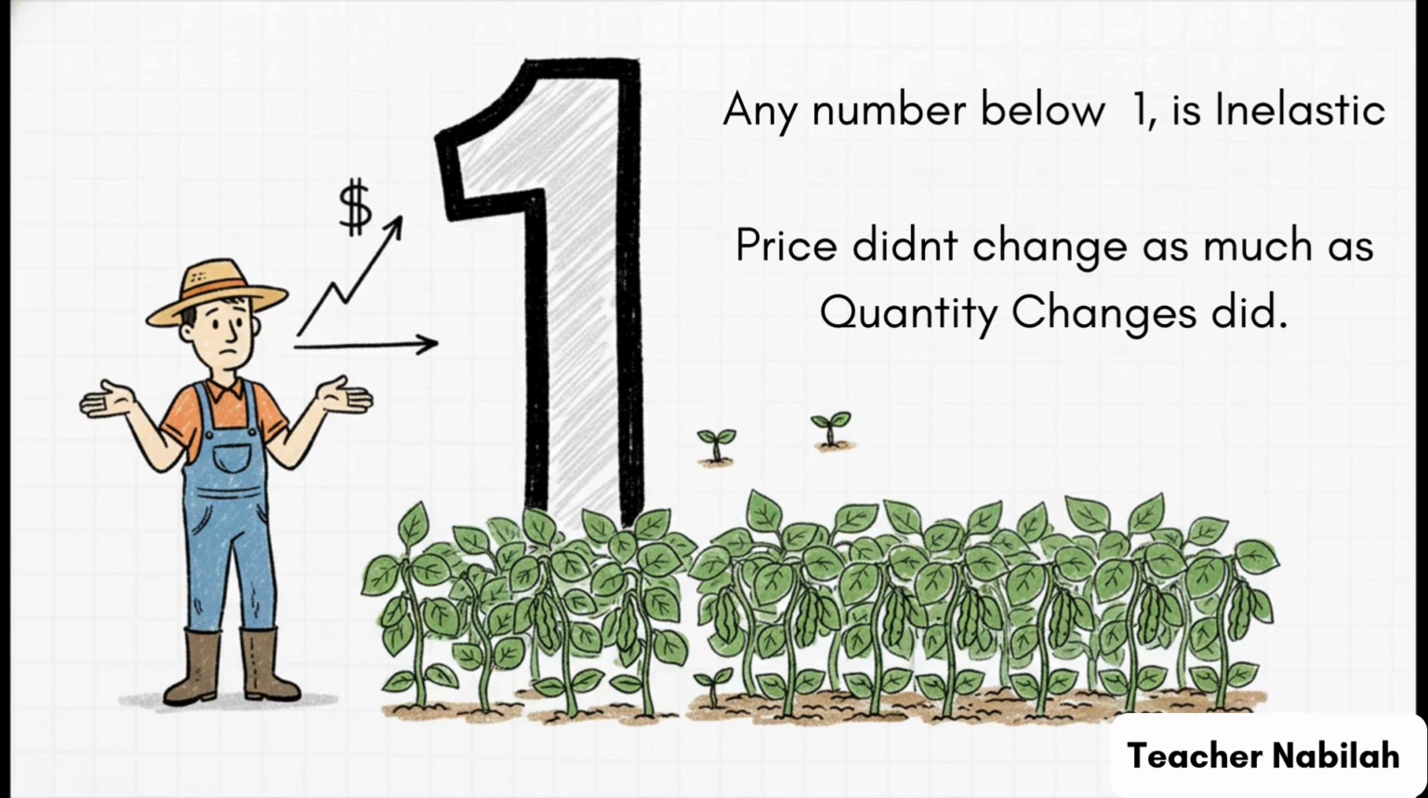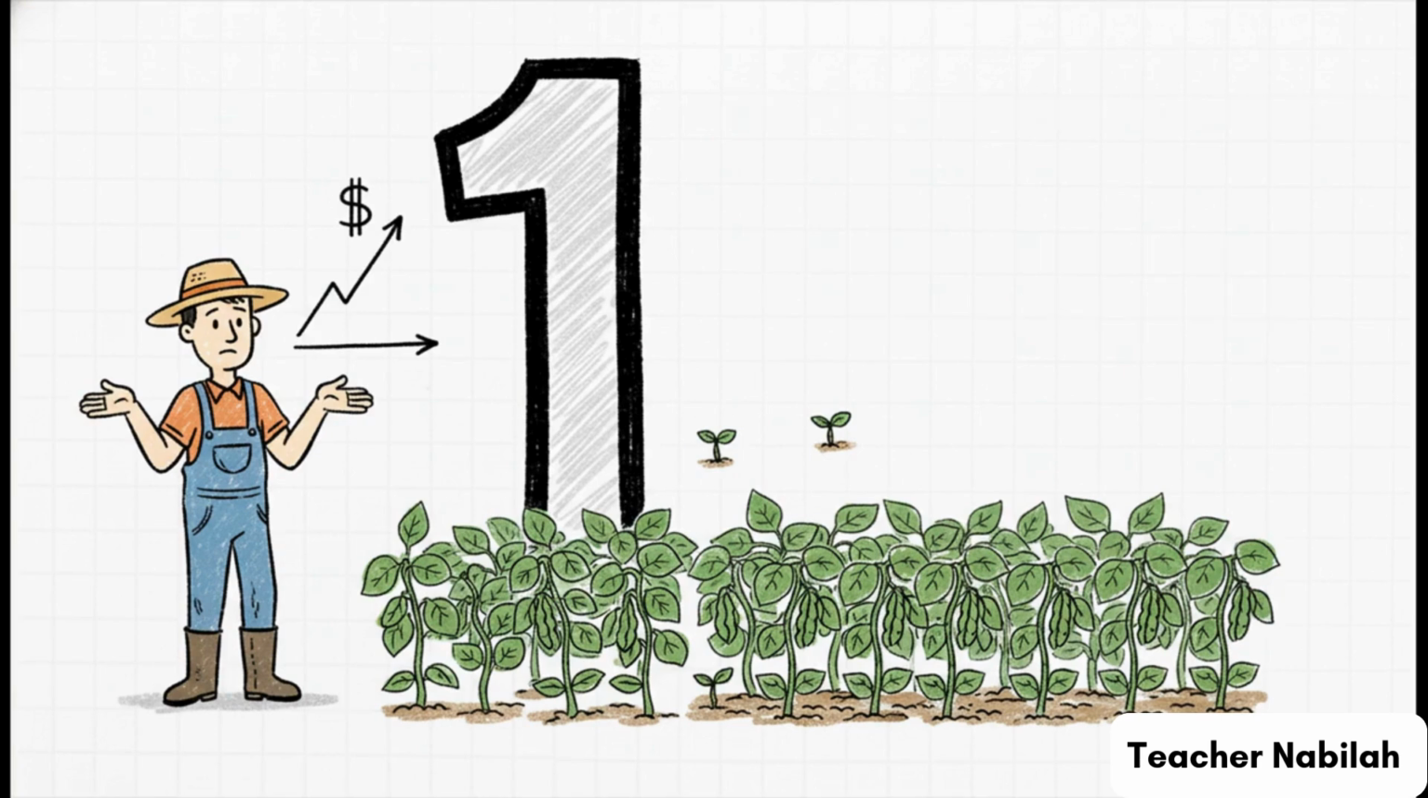But okay, what does 0.5 actually tell us? Well, here's the most important part. The magic number is 1. Any score below 1 means the supply is what we call inelastic. For our beans, the supply didn't change as much as the price did. It just wasn't very flexible.